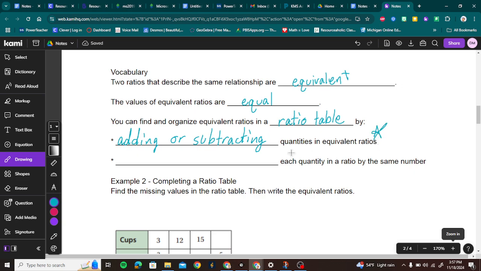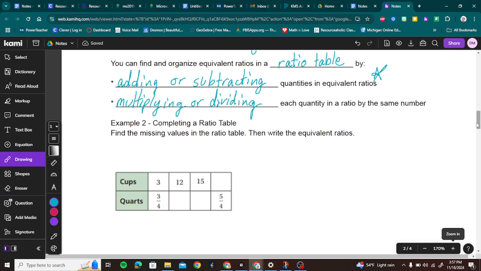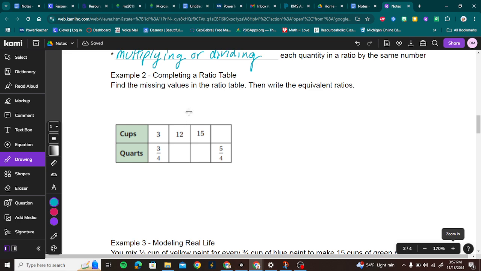I rarely use this. Or multiplying or dividing each quantity in a ratio by the same number. And we'll show what that means. So here's our table. Find the missing values in the ratio table, then write the equivalent ratios.